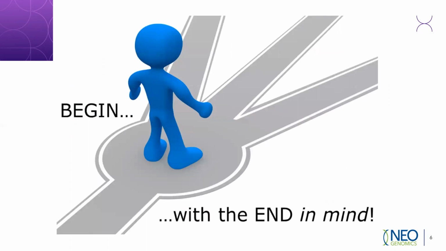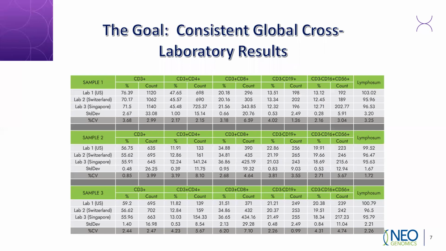So there's a very famous book by Stephen Covey called The 7 Habits of Highly Effective People. Habit number 2 is to begin with the end in mind. And it bears a great deal of relevance in this instance. This is a key statement in life, in business, and in this case, flow cytometry as well. So, in order to begin with the end in mind, here's the goal: consistent laboratory results across labs.